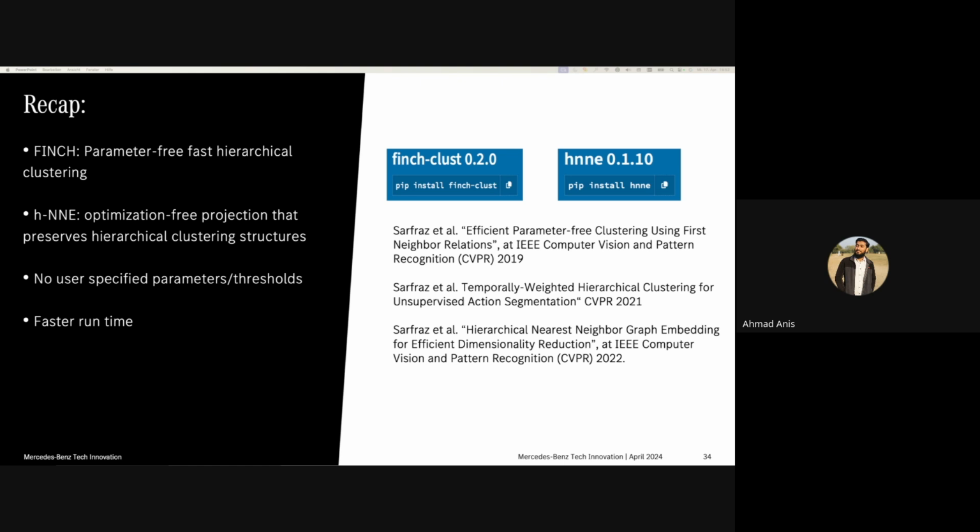Okay, so I'll ask a question which I had. For the Finch and the h-NNE, the current workflow is like, first we have to pass the image to a model from which we can get embedding, and then that embedding is passed to these algorithms for visualization, or does this work directly on the images?